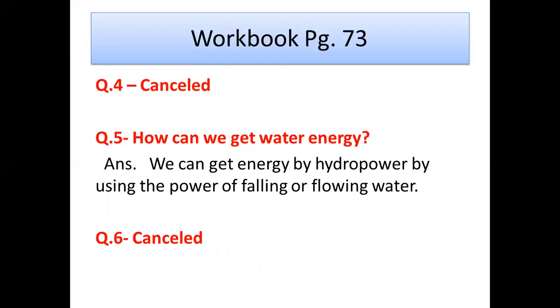So question number four is cancelled. Also question number six is cancelled. Question number five says, how can we get water energy? We can get energy from hydropower by using the power of falling or flowing water. Please write from instead of by here; the first by, please replace it with from. Done. Okay, so that's it. I will end the meeting now.